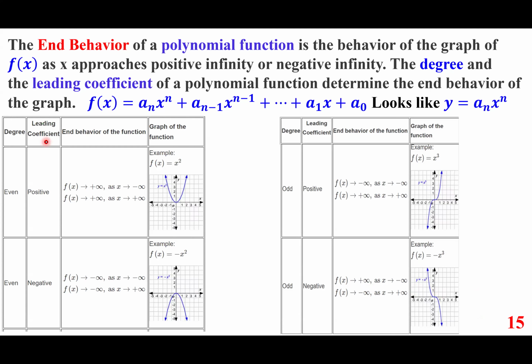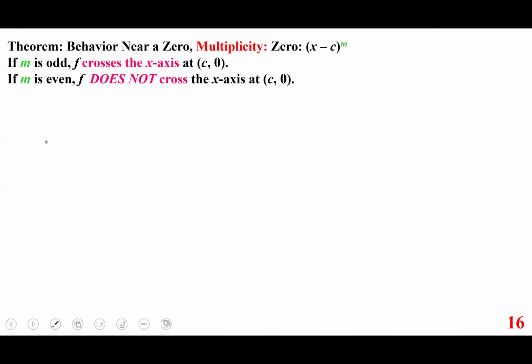The next thing that helps with graphing is the behavior near a zero, and it depends on the multiplicity. A zero is x minus a, and the multiplicity is m. That means it repeats m times. If I say x minus c squared, that means x minus c times x minus c. That's the meaning of it. If m is odd, the function f crosses the x-axis at c, which we call the zero, or the root, or the x-intercept. If m is even, f does not cross the x-axis at c.